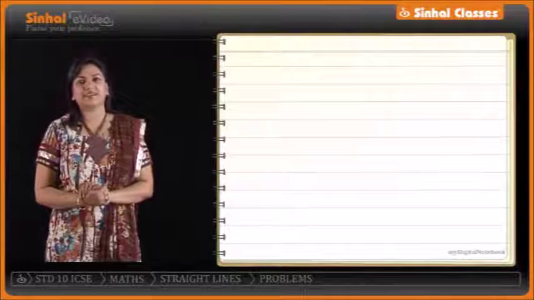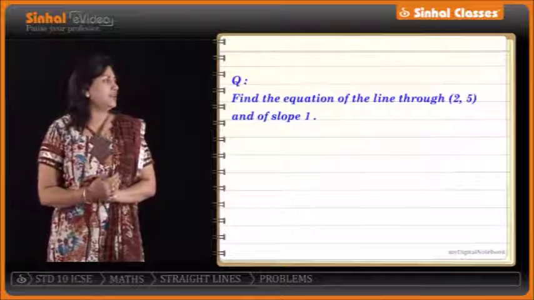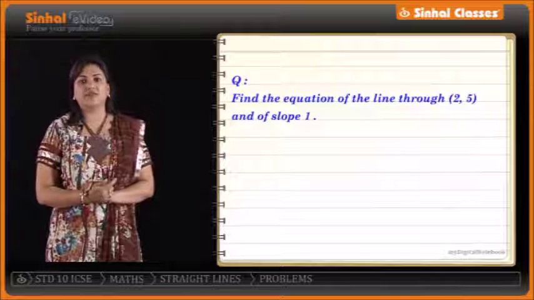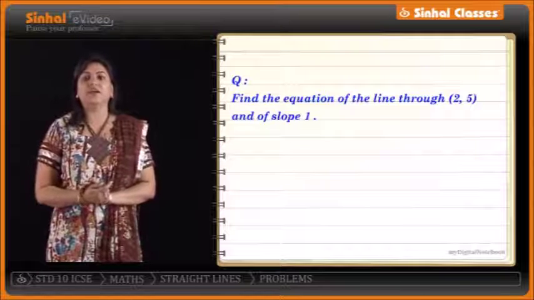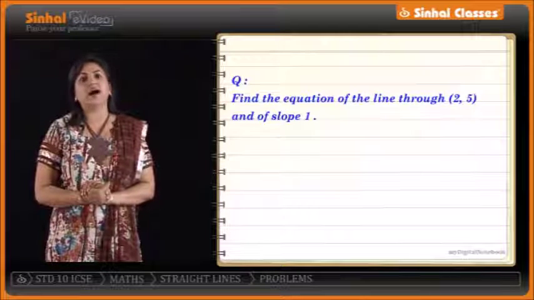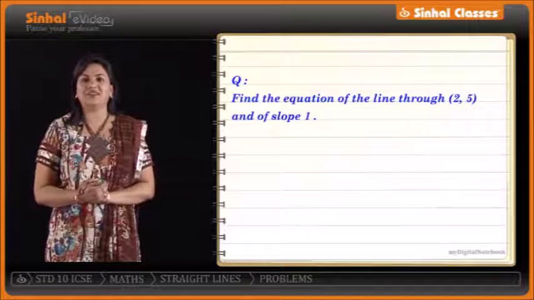Now let's look at our next problem. Find the equation of the line through (2, 5) and of slope 1. So here we are given the coordinates of one point and we are given the slope of the line. So how can we find the equation?